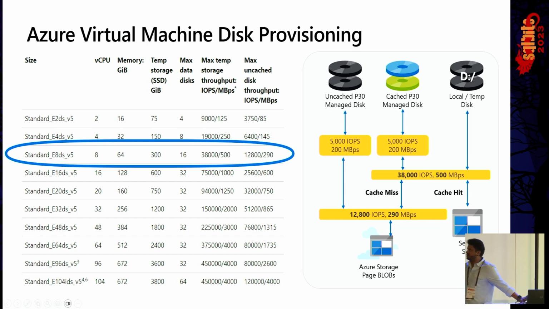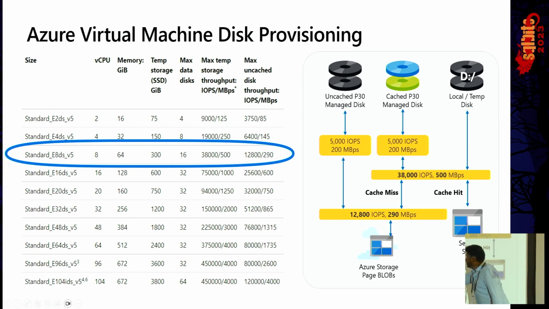Now, let's really see it in a wholesome way. I told you the entire thing is 38,000 IOPS, and the 5,000 IOPS is for the uncached managed disk, and there is also cached managed disk with 5,000 IOPS. Let's really break this down. If you see max temp storage throughput IOPS/Mbps, that's the 38,000 that we are talking about, because this is coming to the local disk. Whereas max uncached disk is the total thing that can go to the remote storage.